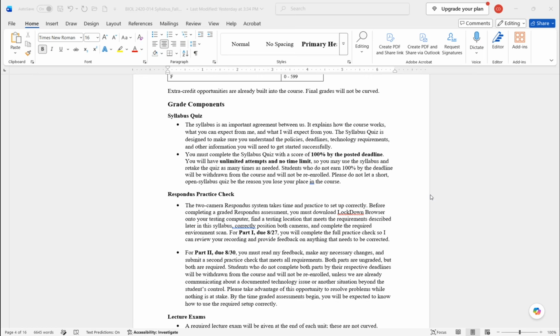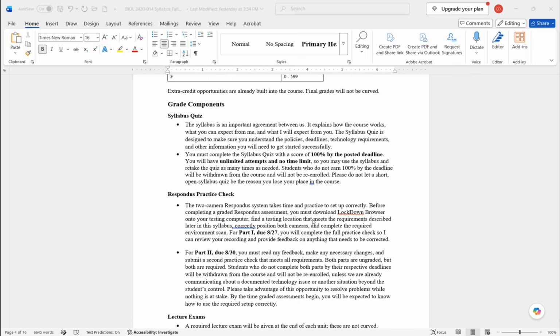The syllabus is a contract between you and me. The syllabus quiz touches on a lot of the main points, the big policies that I really want to make sure that you understand and agree to by being in this course. That's why 100% is required on the syllabus quiz. Failing to complete it with 100% by Friday at 11:59 p.m. will result in you being withdrawn from the course and not re-enrolled. So please make sure you knock that out as soon as you can.